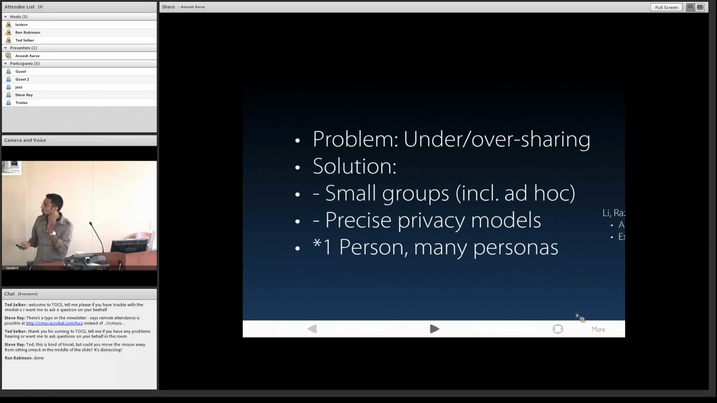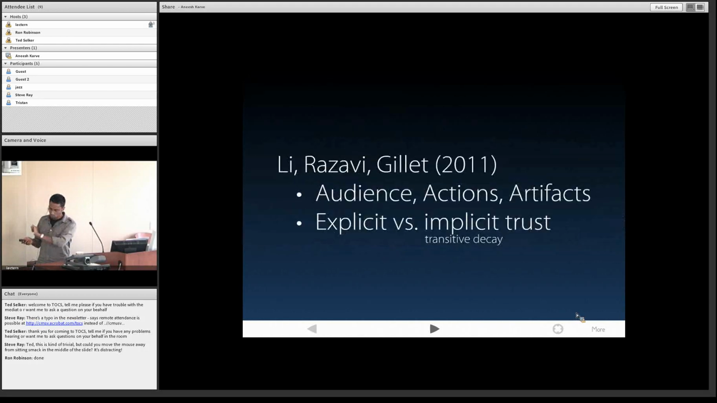And the next piece that we need are, of course, precise privacy models, and we're going to talk about one model for that. So Lee et al. in 2011 gave us this mantra, which is the elements of privacy are the audience, who you're broadcasting to, the actions that each of those can perform, and the artifacts, so the elements that you want to control the privacy around. And they also introduced this concept of explicit versus implicit trust. So explicit trust is you want to actively friend someone on Facebook. That is an explicit trust model. You want to follow someone on Twitter. That is an explicit trust model.